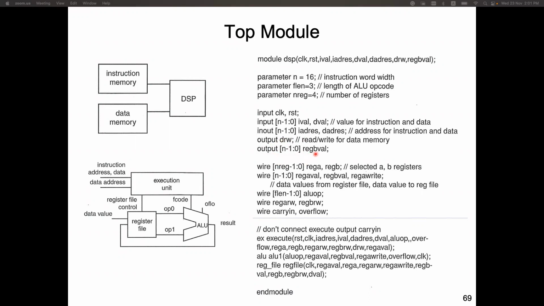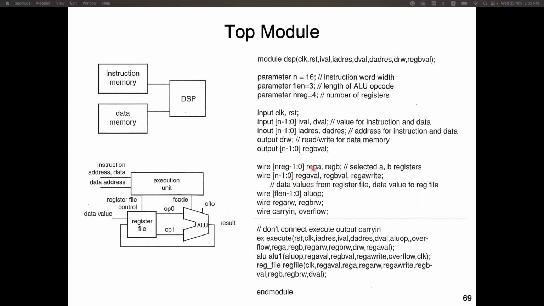And the register B value output port is 16 bits long. That's this data value. It's from the register file to the data memory. You are going to write the data. So we take the content of a register here and pass it to the data memory. So it's this port.